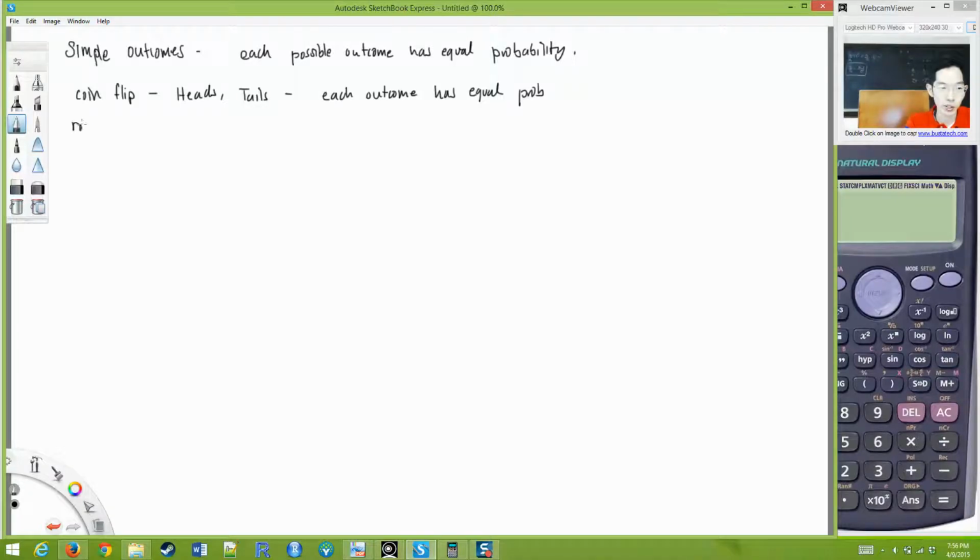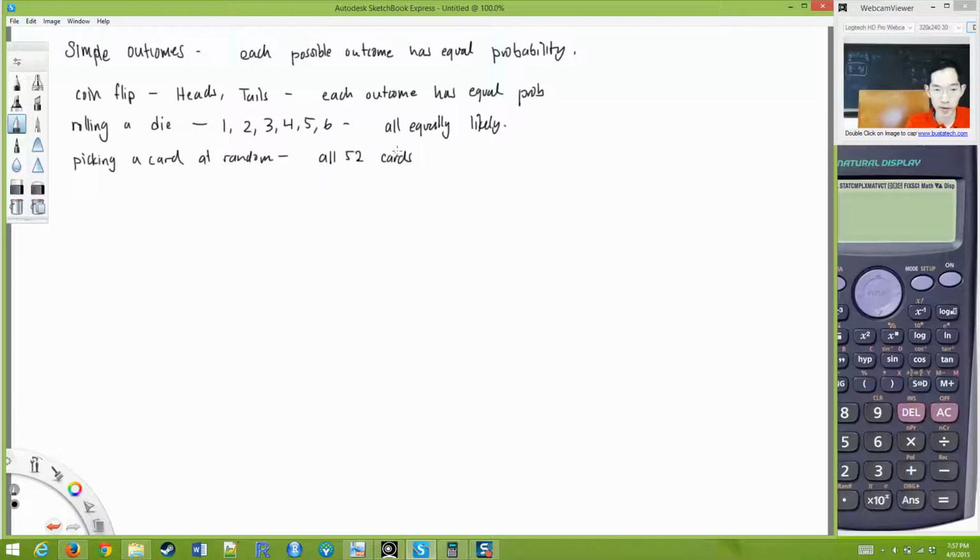Okay, or rolling a fair die. So rolling a die, your outcomes are 1, 2, 3, 4, 5, and 6. And again, all equally likely. Okay. Or picking a card at random. All 52 cards have the same probability of being selected.